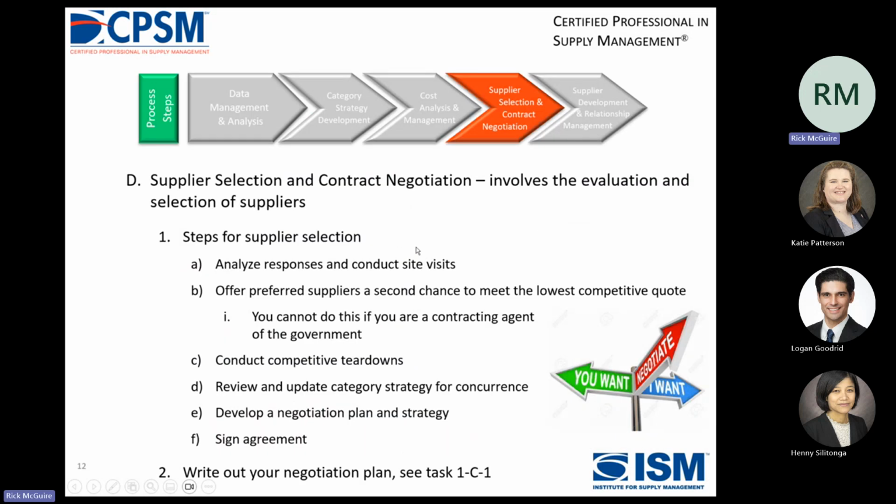All right, next step is supplier selection and contract negotiation, as well as the evaluation and selection of suppliers. So steps for the supplier selection: analyze responses, conduct site visits, offer preferred suppliers a second chance, meet lowest competitive quote. Again, if you're working for the government, you can't do that kind of stuff. Conduct competitive teardowns, review, update category strategy, develop a negotiation plan, and sign the agreement. And write out your negotiation plan. We'll cover that more in task 1C1.